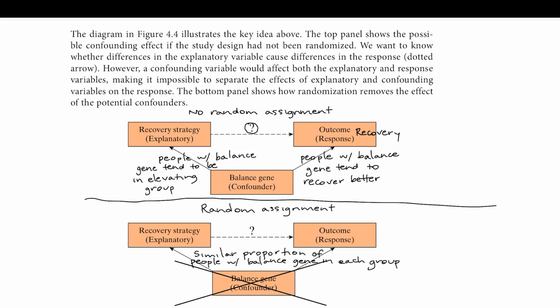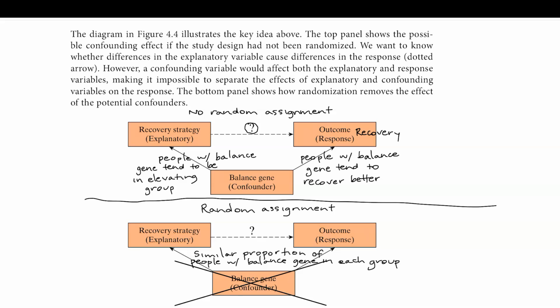But if we have not used random assignment, then just as an example, they're showing the balance gene associated with the explanatory and the response with their arrows. And I've written in, people with the balance gene tend to be in the elevating group. That's just as an example if we did not randomly assign. Or maybe people with the balance gene tend to be in the lowering group. But there tends to be more of them in one group than the other if we've not randomly assigned.